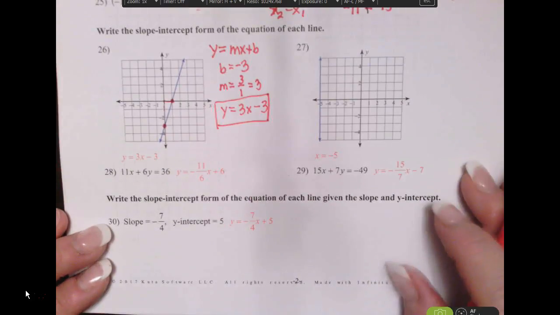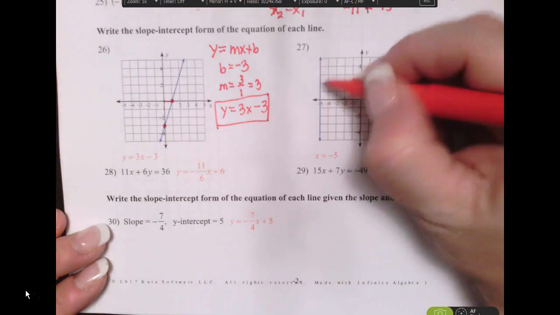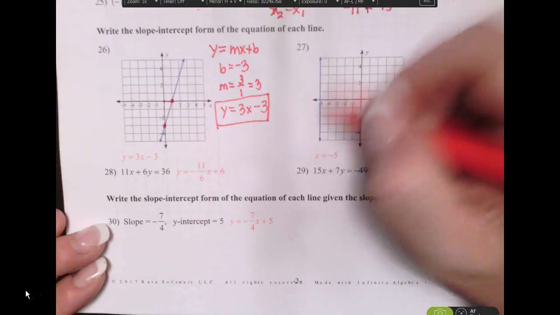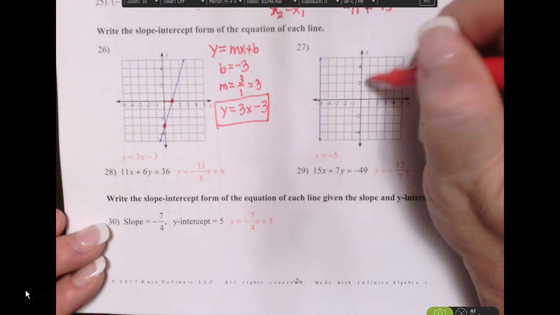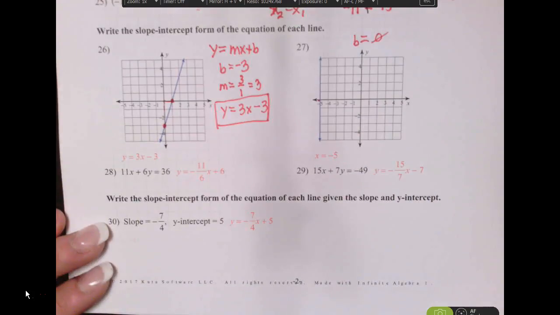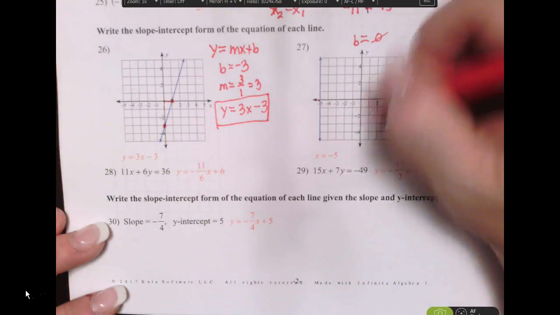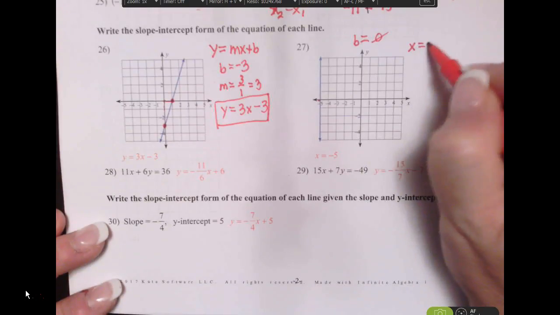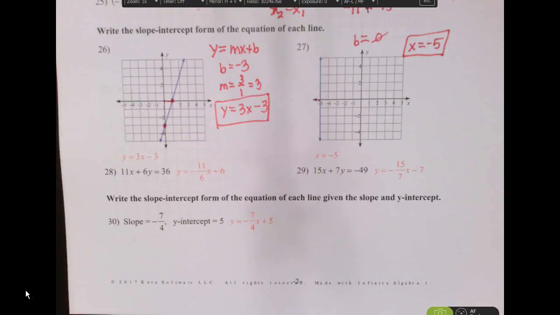So I'm going to do something similar over here, except I'm going to notice in number 27, my line is a vertical line. For the equation of a vertical line, I simply look at the x value. See, it never crosses the y-axis, so there's no y-intercept. There's no y in this problem at all. So x equals negative 5 is the format of a vertical line.